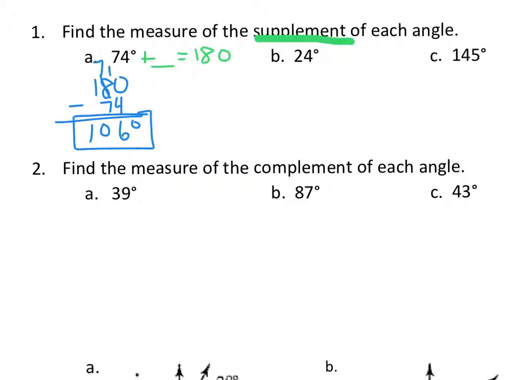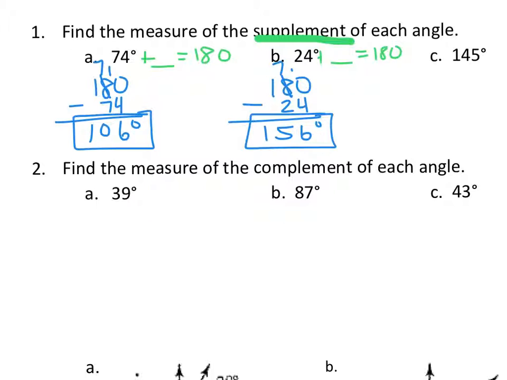Okay, so if we find the supplement to 24, the same thing. We need to know 24 plus what number equals 180 degrees. So to figure that out, we would do 180 minus 24. And when we do that, we get 156 degrees.